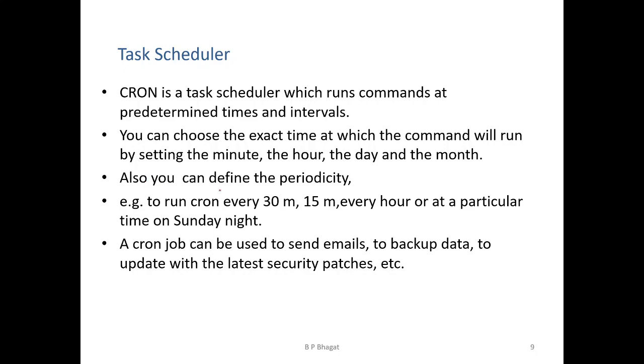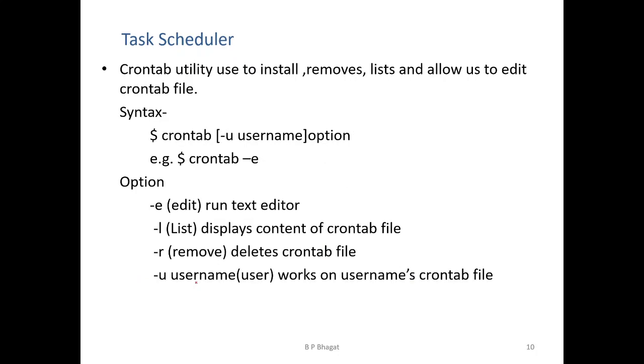Also, we can define the periodicity. For example, to run the cron every 15 minutes, 30 minutes, every hour, or at a particular time on Sunday night. So these are some of the examples, that is sending email, backup of the data and updating the latest patches. To do this, the crontab utility is used, which is used to install, remove, list and allow us to edit the crontab file.